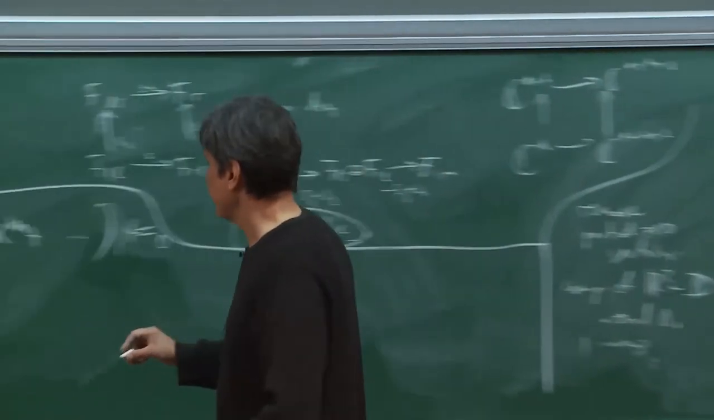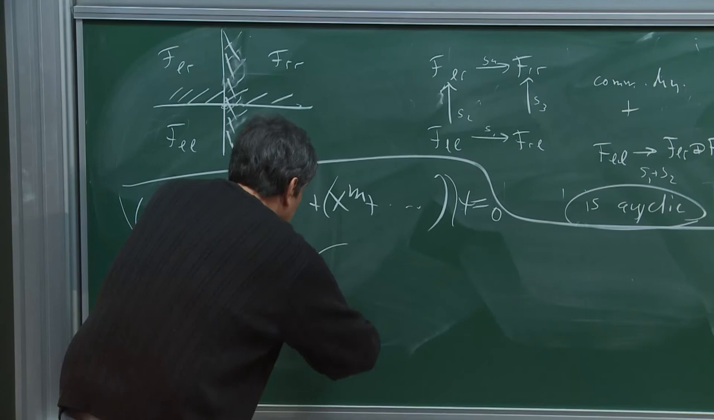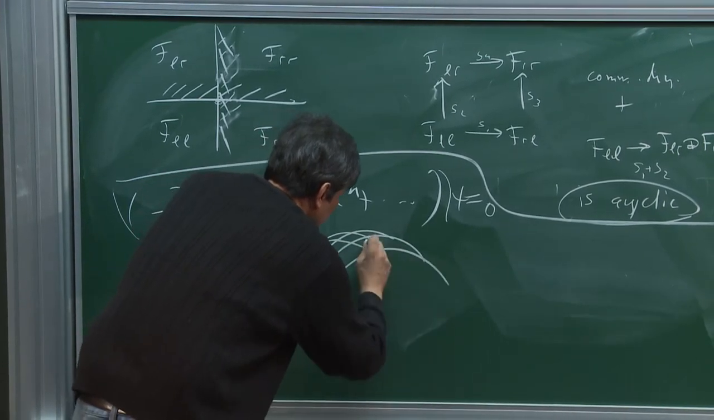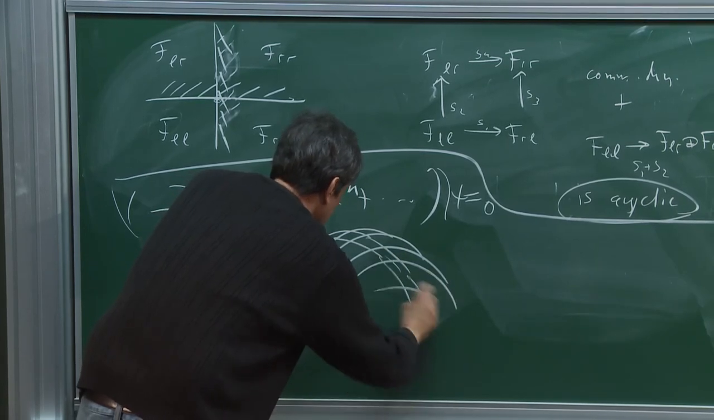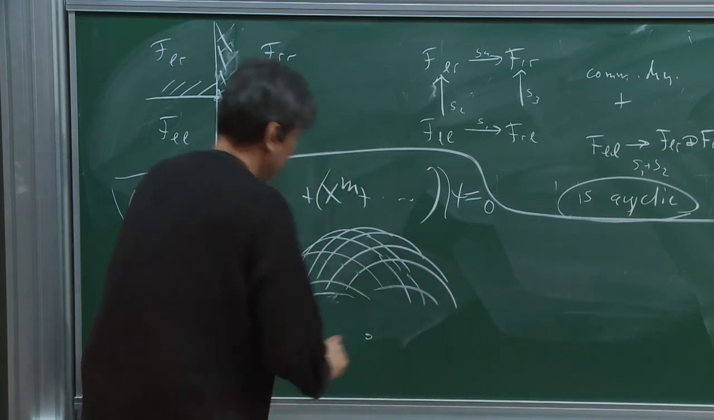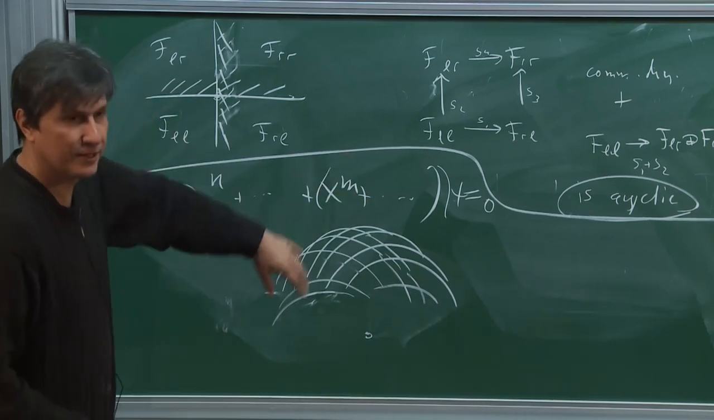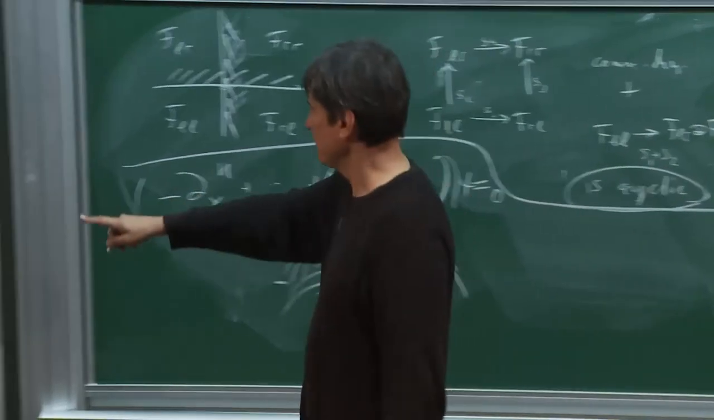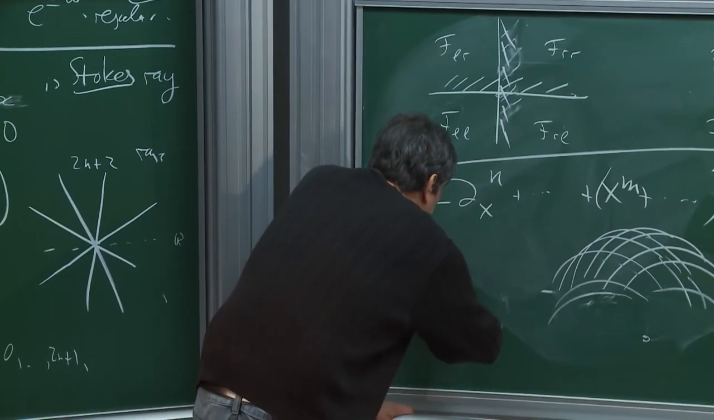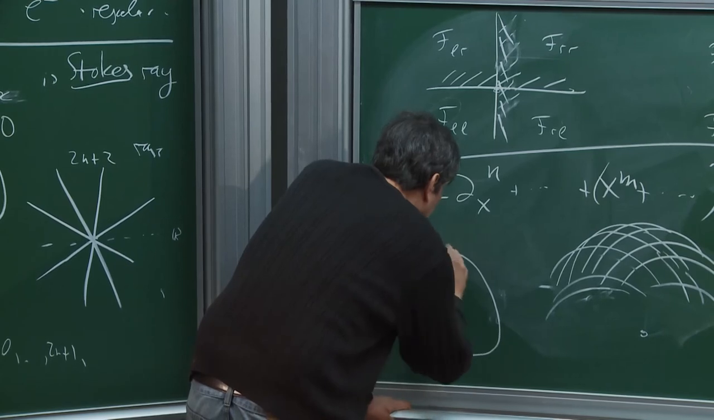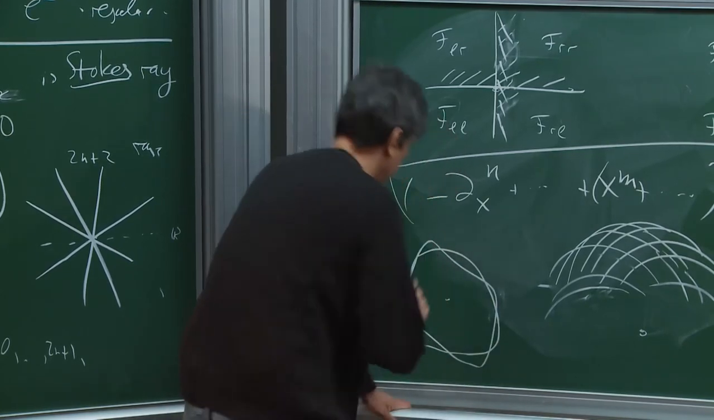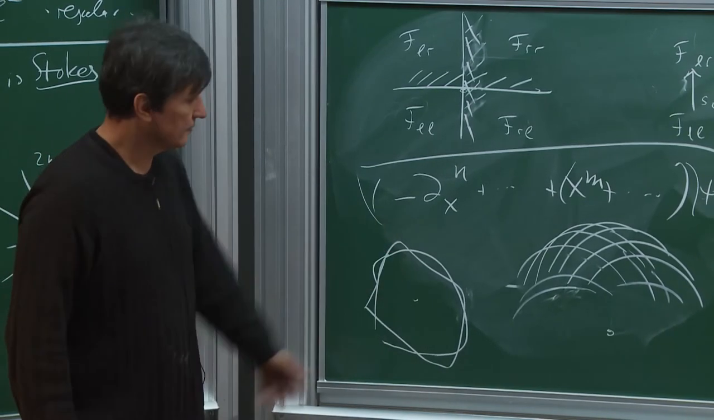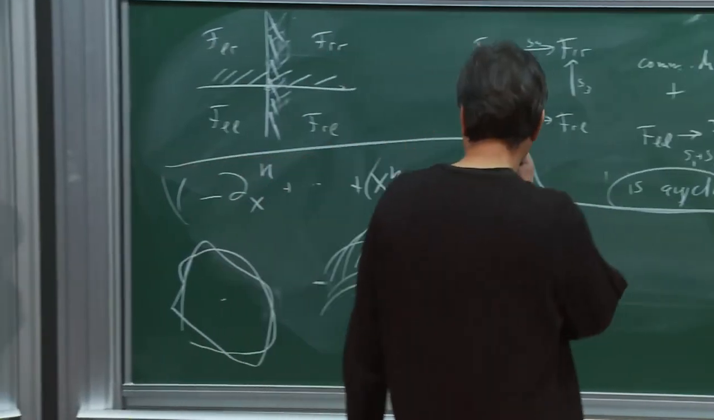I think you get a picture which is a bit hard to draw. I imagine that you draw something like this. It will be a kind of periodic diagram. For example, in this original case, you get something like this. For second order equations, you get such a story.